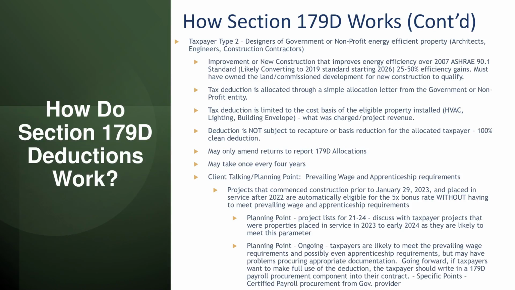It's a relatively simple process. And then the tax deduction, like I said before, is limited to the cost basis of the eligible property installed. So it's basically whatever you charged, if you were the architect or engineer, whatever that property actually ended up costing, that would essentially be the limitation on the deduction there, and you're limited to the amount that you're charged, right?